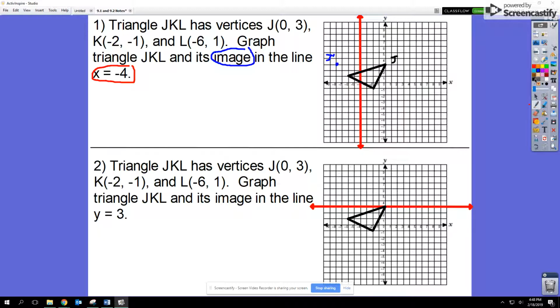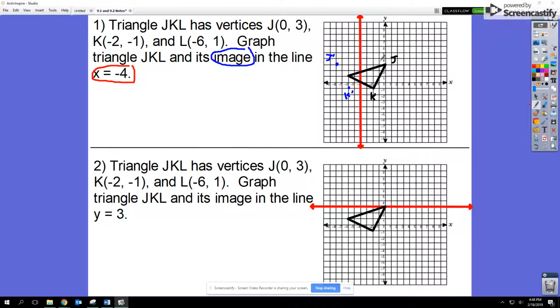And so I believe we have another point, -2, -1. That's K. If we reflect that, it's 2 units to the left of the red line. That means it'll reflect 2 units to the right. Excuse me, 2 units to the left. It's 2 units to the right. It'll reflect 2 to the left. And so there's K prime.